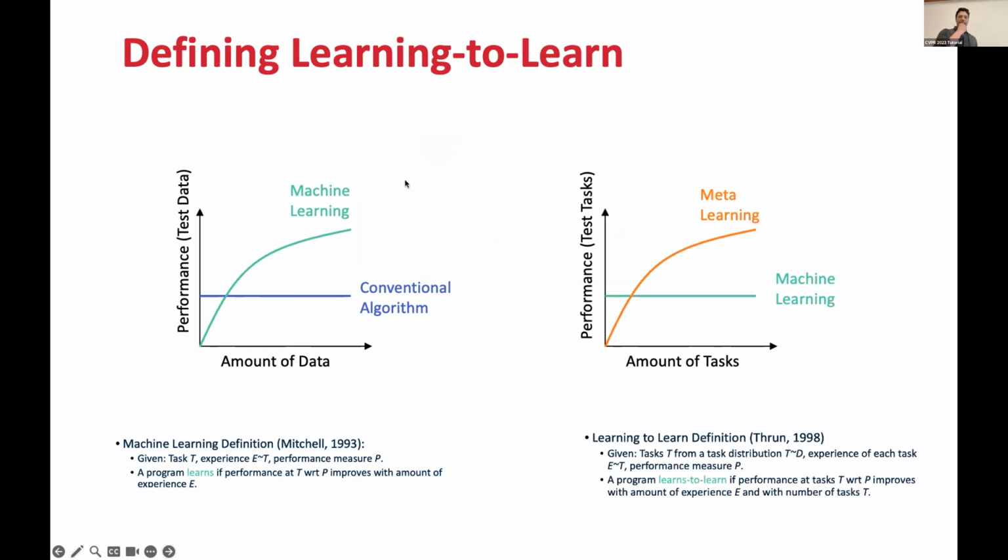And then building on this idea, Sebastian Thrun in 1998, talking about learning to learn, which is more or less a synonym for meta learning, said, if we've got a distribution over tasks and our learner's performance is improving as a function of the number of tasks that it's seen, then we call it learning to learn. So a conventional machine learning algorithm that is learning from scratch every time will have a performance that doesn't change as a function of the number of tasks, but a meta learner, something that's learning to learn, will improve.